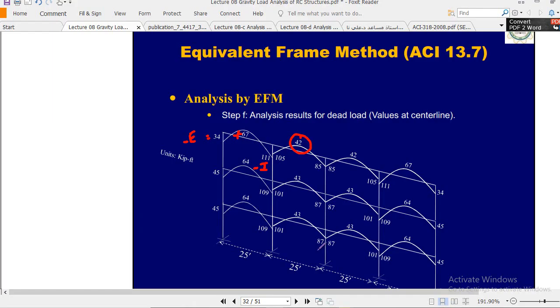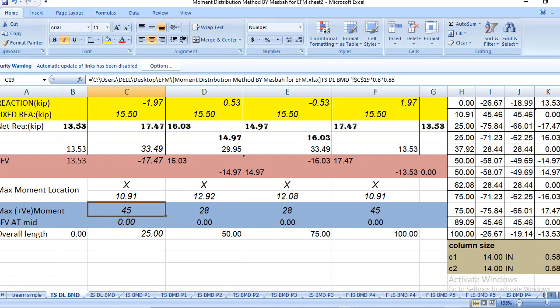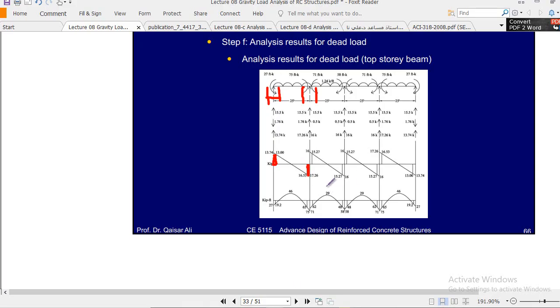Okay, and I think it is calculated right here. You see 46, I have got 45, and here I have 28, and here you see 29. Okay, so this is a little bit of difference, doesn't matter. For this 46 and this 29 you have to find out steel for this beam. But remember, this is only for dead load. We have to include live load next.